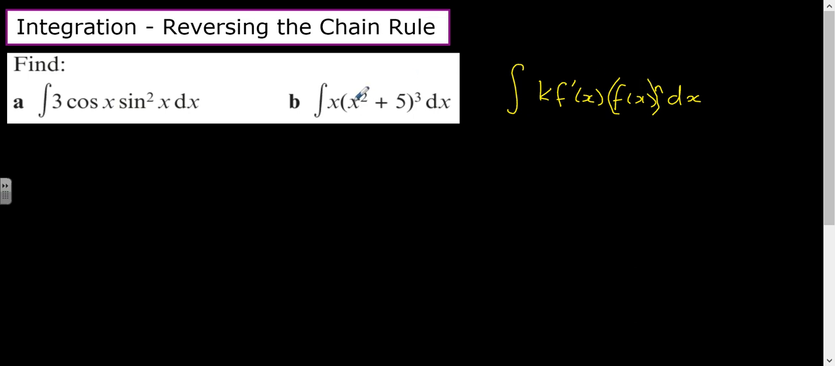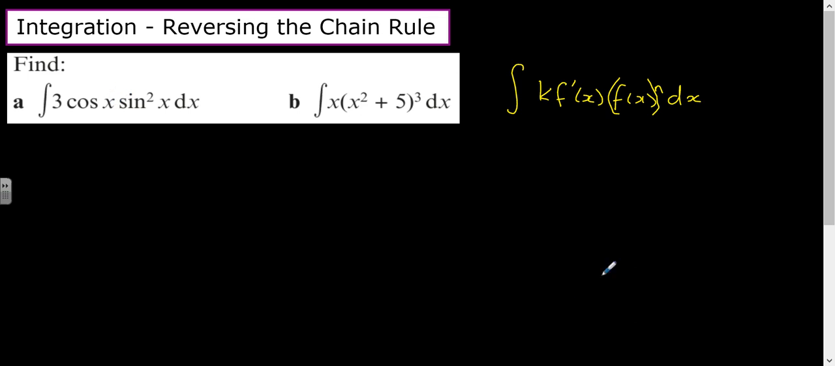So looking here, x squared plus 5, the bit in brackets, ignoring the power of 3 for now, if I differentiate x squared plus 5, do I get some multiple of this x? Yes, I do. I get 2x. Looking back to this one, if we look at this sine squared x, and again, we're always looking at the function that's being raised to the power, okay? We looked at x squared plus 5 to the power of 3. Here, we're looking at sine raised to the power of 2. So if I differentiate sine squared x, do I get some multiple of cos x? And the answer is yes, I do.